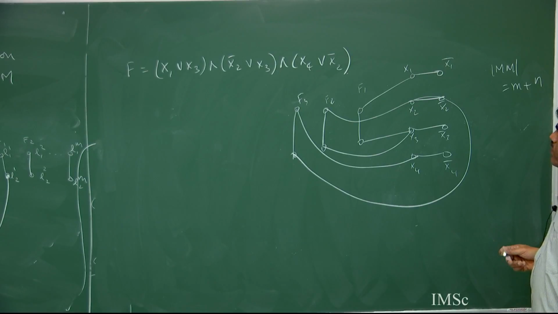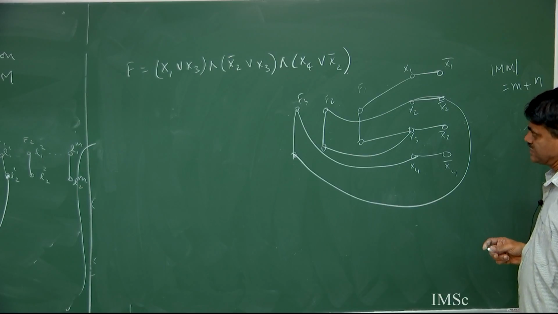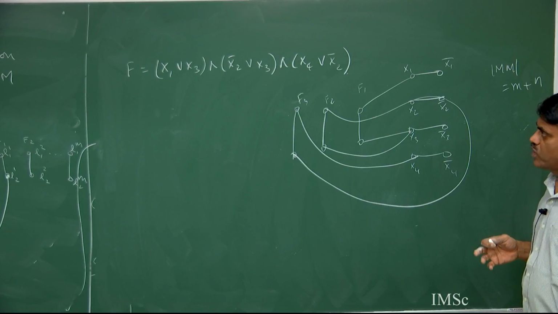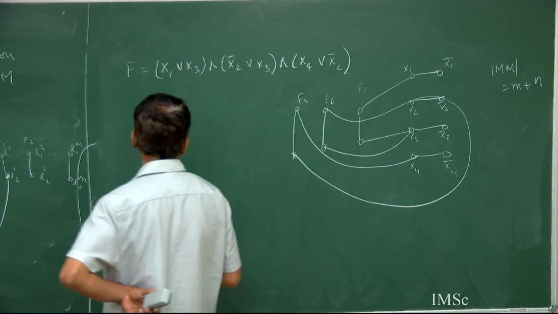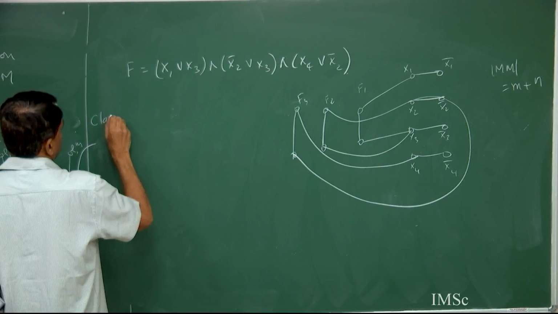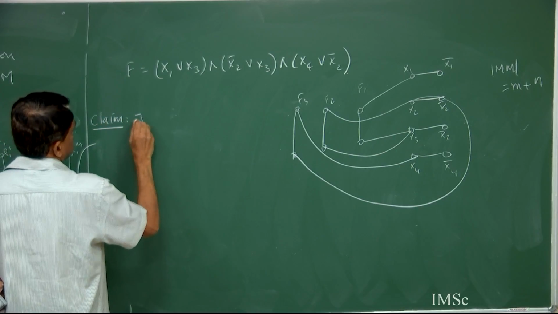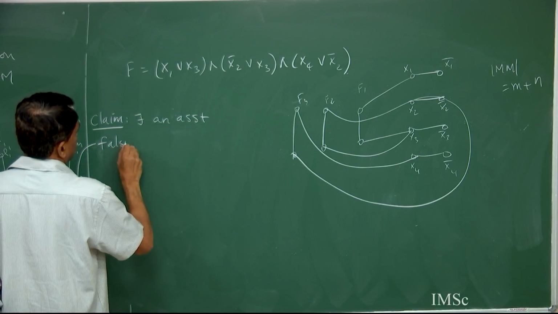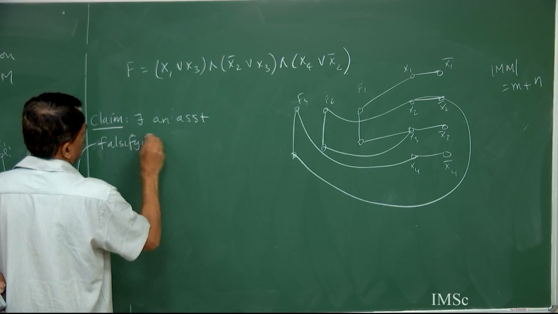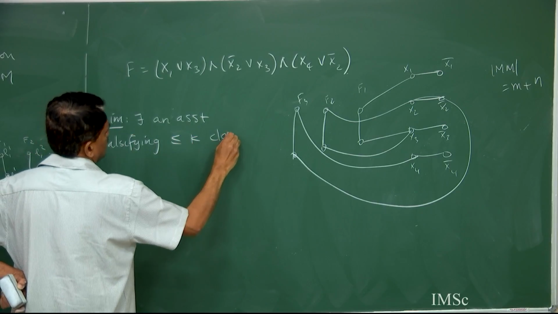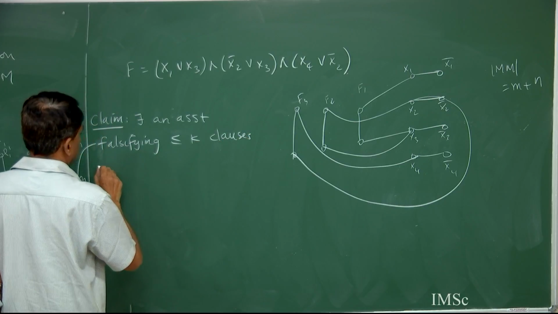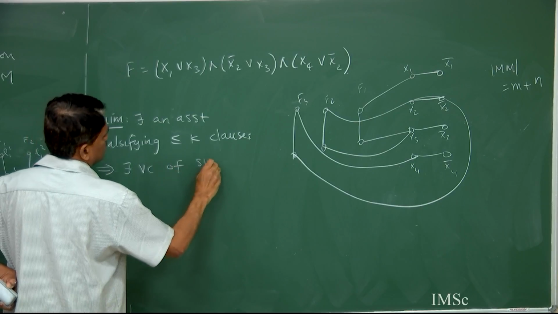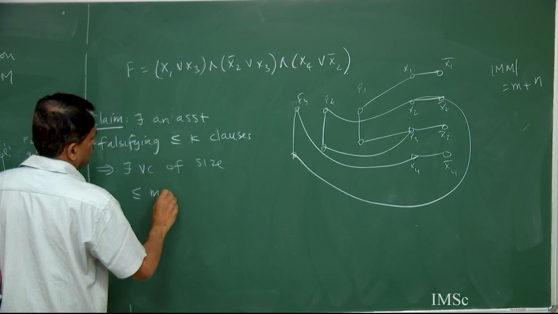Okay. So now my claim is exactly what I want. If there exists an assignment falsifying at most k clauses, that implies there exists a vertex cover of size at most m plus n plus k.